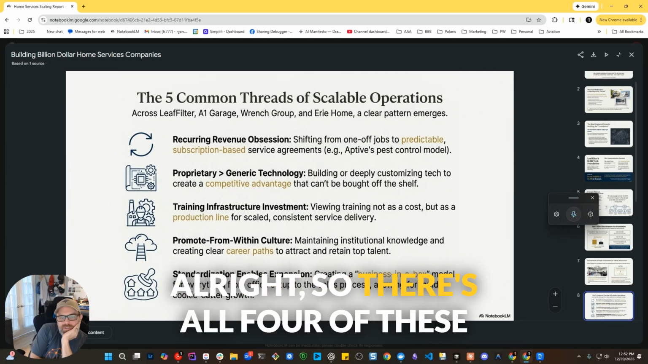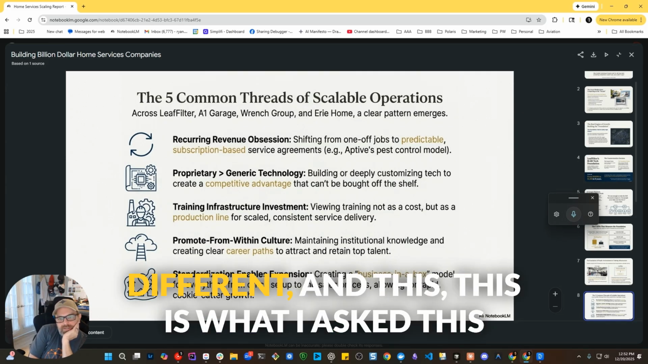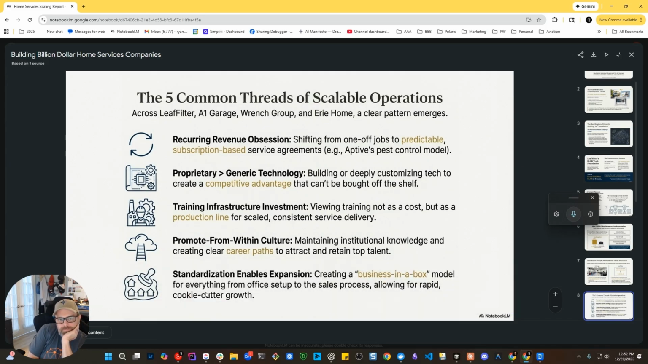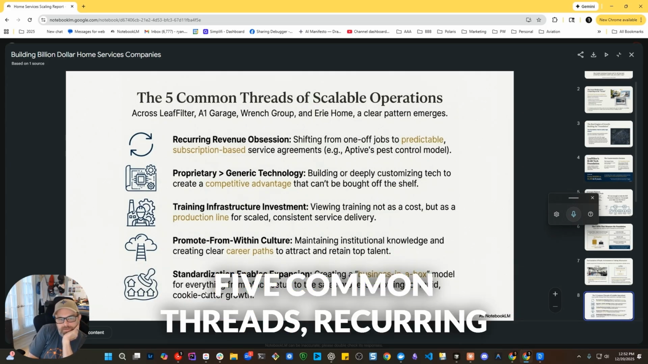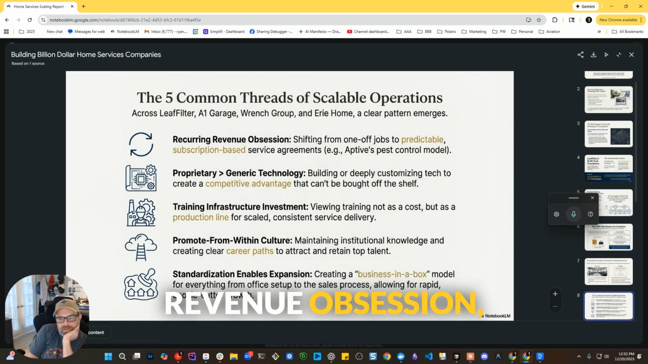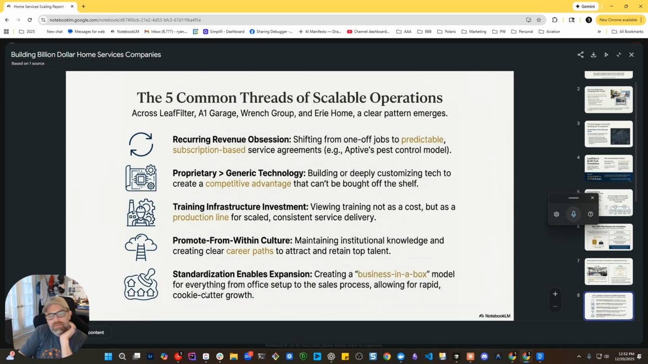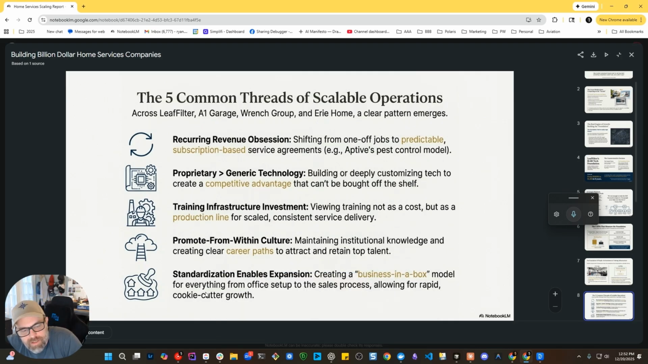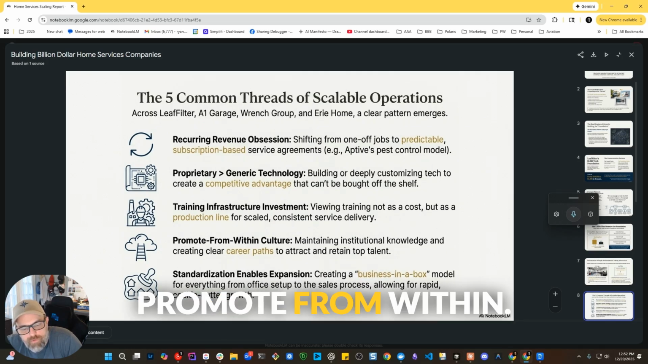All right, so there's all 4 of these different, and this is what I asked this thing to do, 5 common threads. Recurring revenue obsession. Proprietary technology. Training infrastructure investment. Promote from within culture.